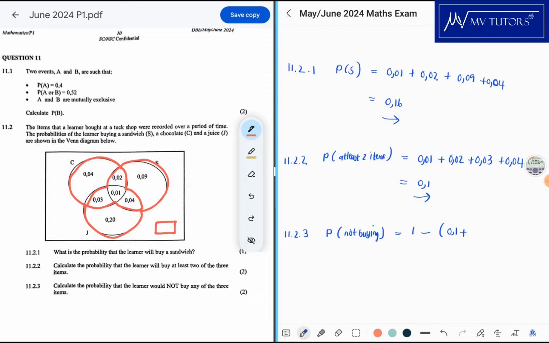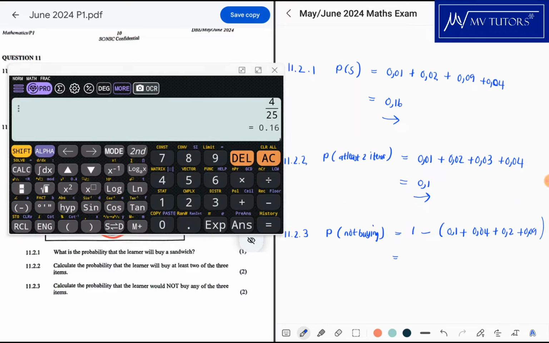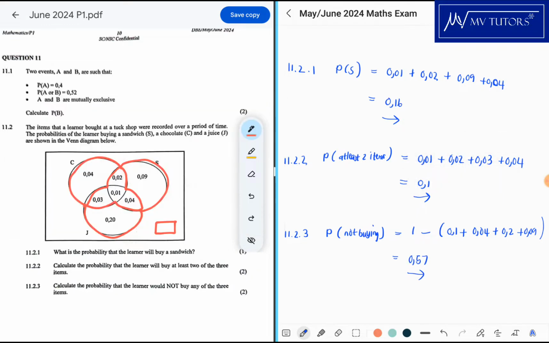So I'm going to add the remainders. So I have 0,04 plus 0,2 plus 0,09. Okay, I'm just going to put all of that in the calculator. 1 minus 0,1 minus 0,04 minus 0,2 minus 0,09. So I get 0,57. Okay, so we're done with question 11.2.